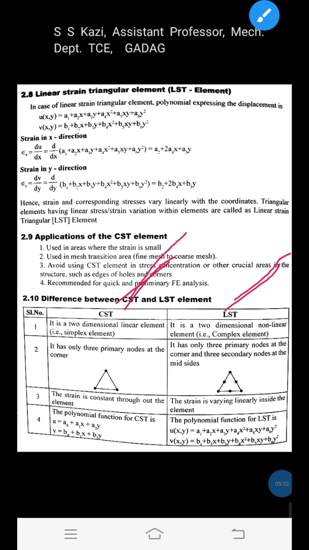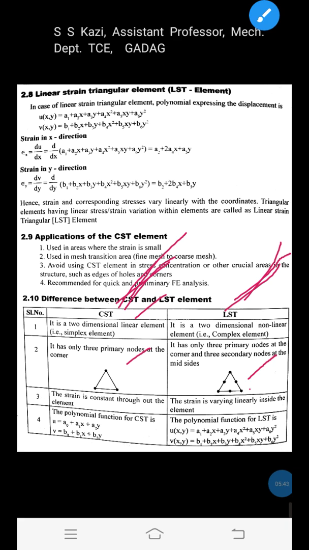Constant strain triangular element is a two-dimensional linear element, that is a simplex element consisting of only the corner nodes. Linear strain triangular element is a two-dimensional non-linear element because it is a complex element. It is a 6-noded triangular element. It consists of secondary nodes, mid-side nodes, along with the primary nodes. CST has 3 primary nodes at the corners. LST consists of 3 secondary mid-side nodes along with the 3 primary nodes.